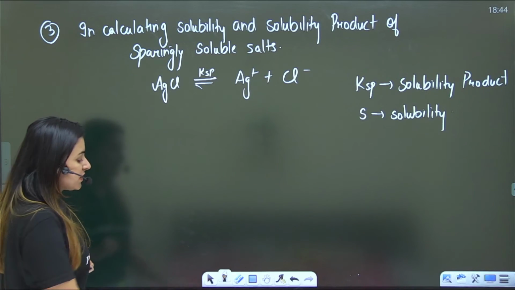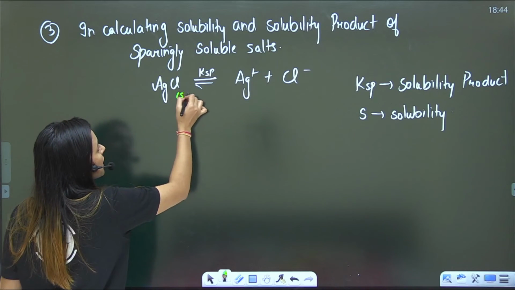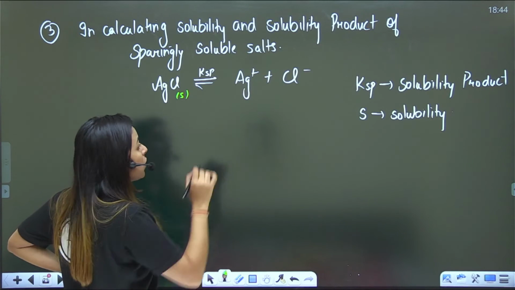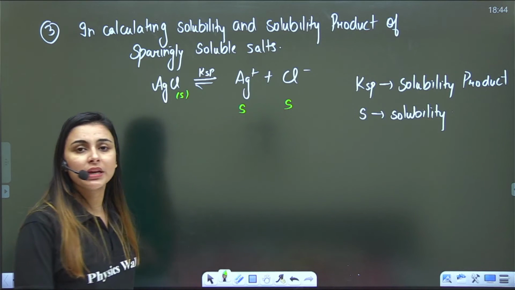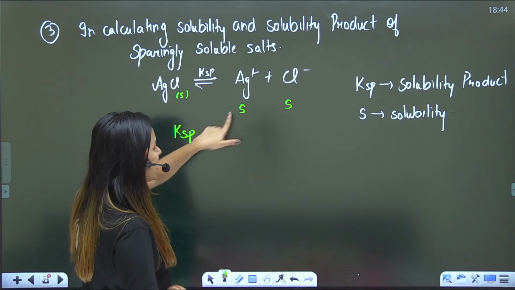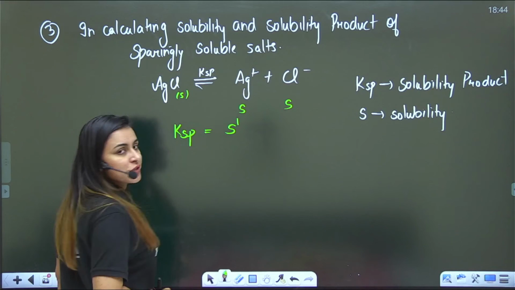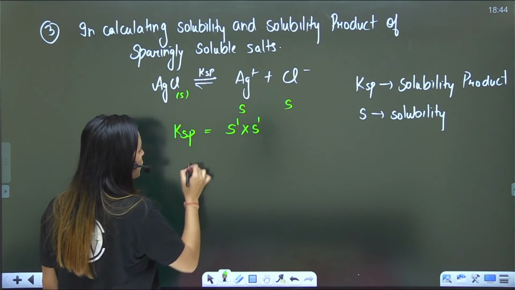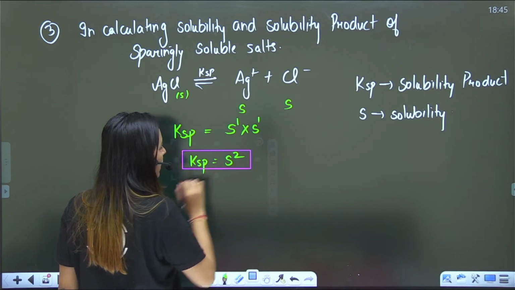Now, how do you calculate the solubility product for the sparingly soluble salts? Here, my dear students, you just have to understand it. I'll give you 2 to 3 examples and I'll make you understand. Whenever you talk about solubility, let's say the solubility of Ag plus is S, then the solubility of Cl minus will also be S. So, when you write KSP, what you need to do is write the solubility of Ag plus, which is S, raised to the power its stoichiometric coefficient, which is 1, into the solubility of the other, raised to the power its stoichiometric coefficient. So KSP here, my dear students, is equal to S square. Okay, I hope you are clear till now.